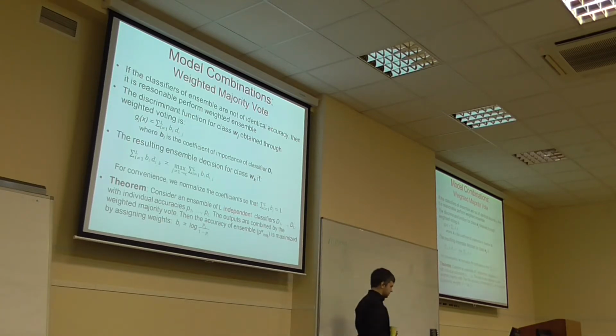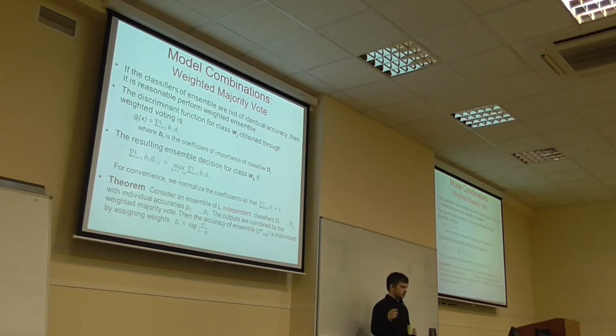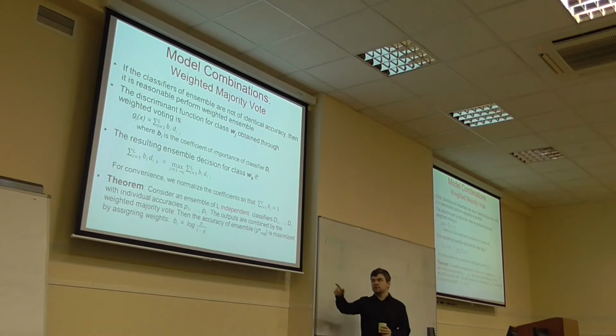And what is interesting, there is a theorem. Sorry, I didn't put the paper where it is given, but you can drop me a note and I'll send you an email or upload it to the page. The theorem says that if we have L independent classifiers, D1 to DL, with individual accuracies p1 to pL, the output of these classifiers can be combined as a weighted majority vote, where the weight can be defined in a simple way.